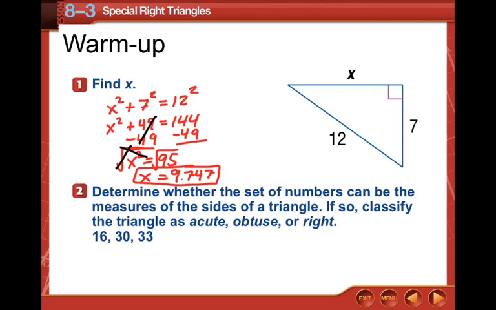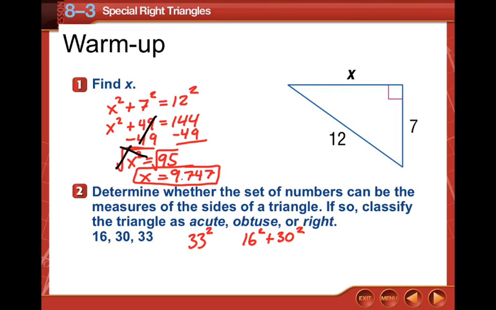The second one, we need to determine whether the set of numbers can be the measures of the sides of a triangle. And 16 plus 30 is 46, which is greater than 33. So it can be the sides of a triangle. So now we need to classify it. So we need to take our largest side, the 33, and square it. And then the other two sides we're going to square and add together. So 16 squared plus 30 squared.